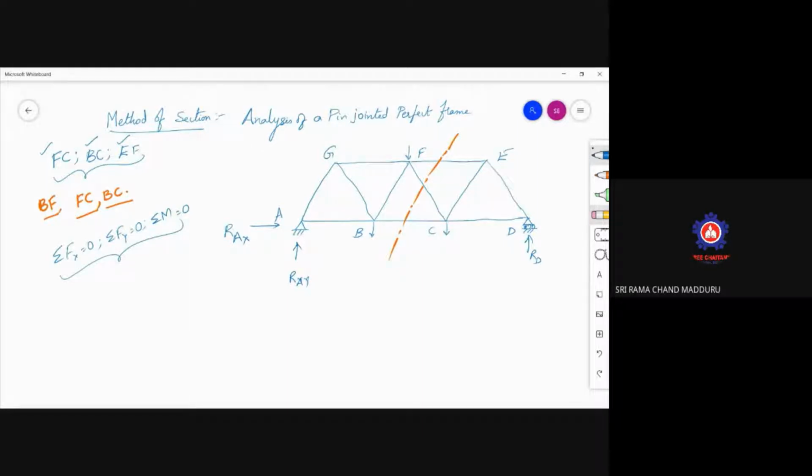And remember, wherever you cut a section, the unknown forces at the section should be less than or equal to 3. Why? Because you have three equations. So you can calculate the unknown forces, three only.